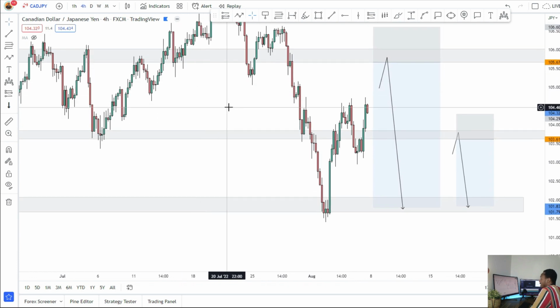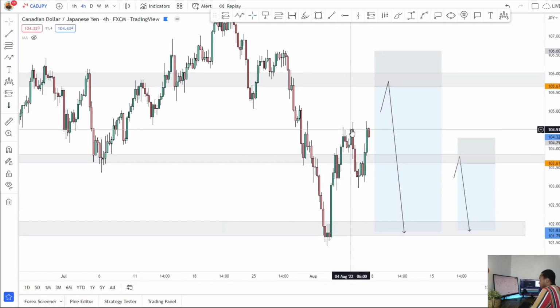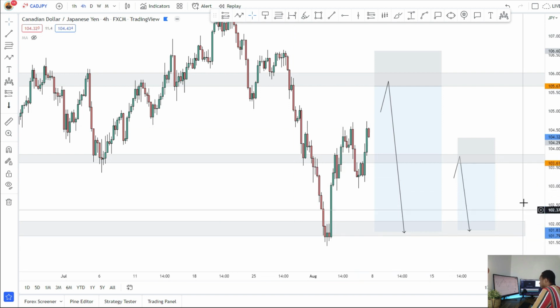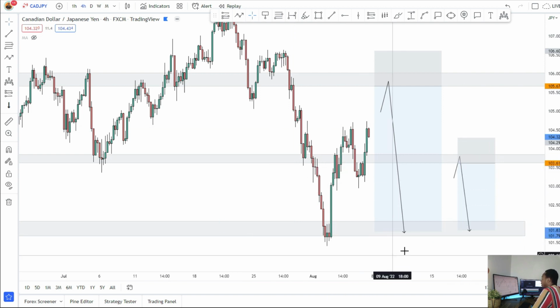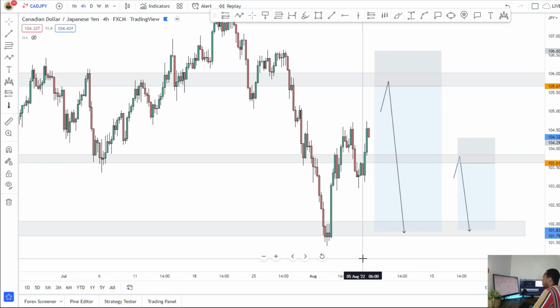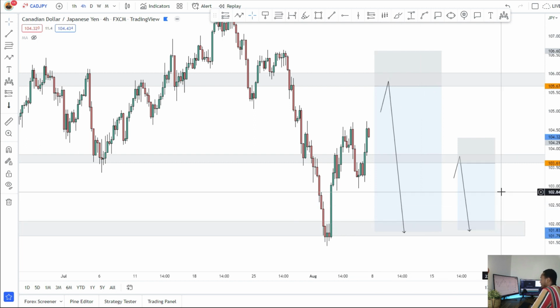But more downside for CAD JPY, just treating this bullish move here as a retracement, looking for that lower high to form. Nice break and retest of 103.750, looks good. Back down to 102. Or if you push a little bit higher into 105.600, looking for the lower high up there. And yeah, targets back down at 102 for next week.